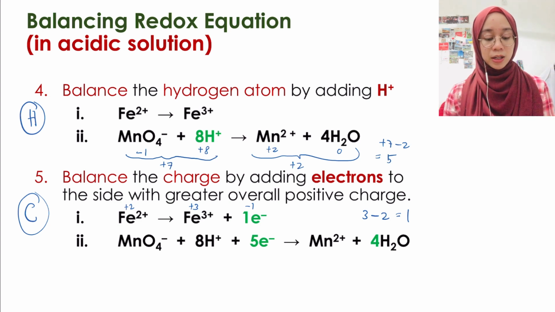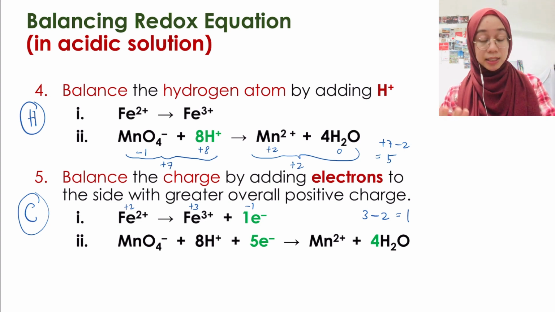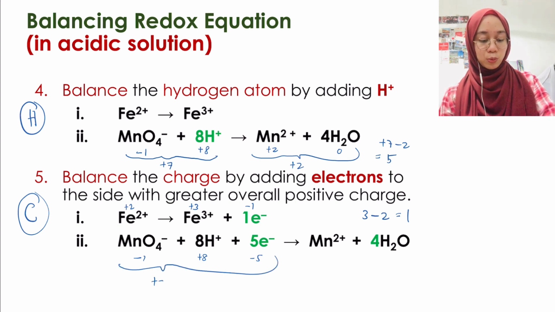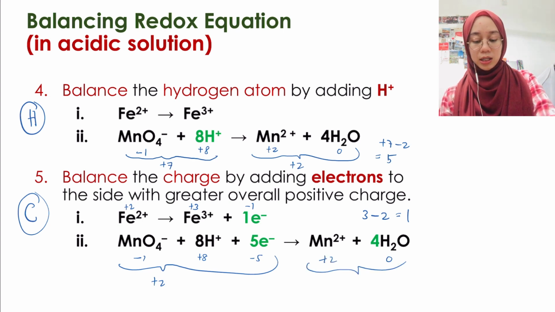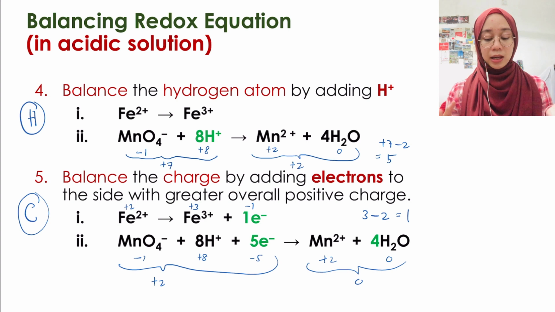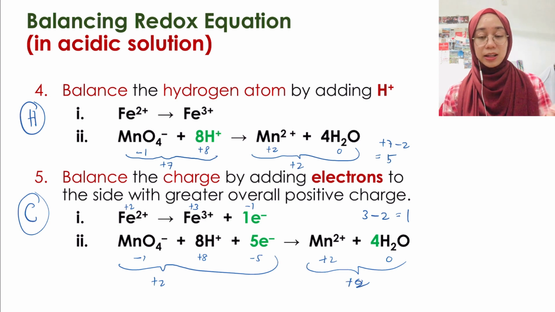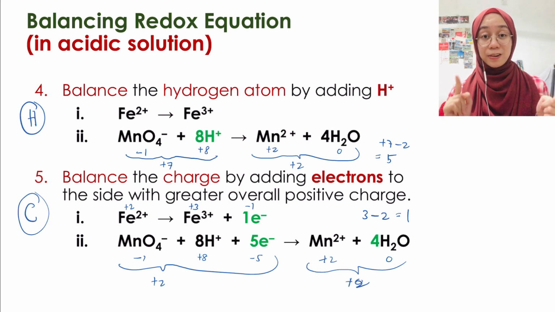Okay, so now kalau kamu tengok ini, kita just double check charge, betulkah dah balance? Ni negatif 1, ini tadi positif 8, ini negatif 5. So now kita akan dapat positif 2 total. Okay, ini positif 2, ini 0. So ini total dia 0. Positive 2. Okay, so both side balance now. So okay lah, dah settle macam tu.